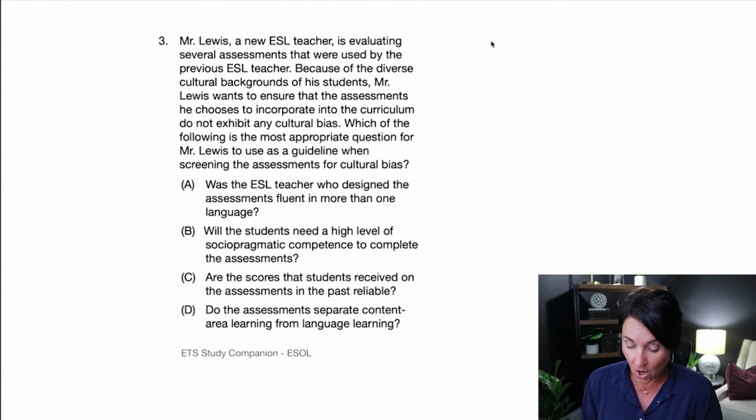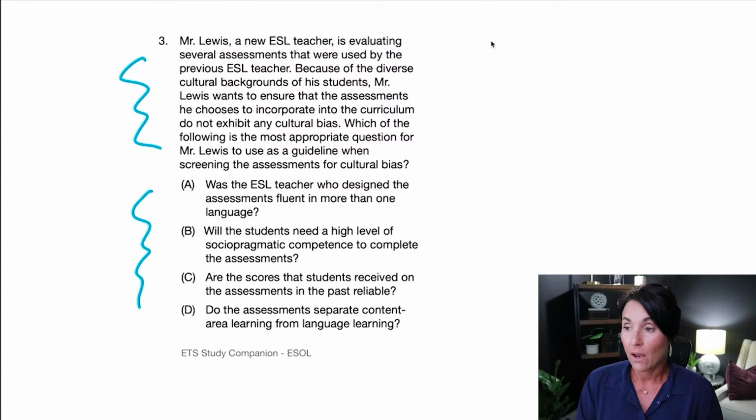Now, this is one of those long questions here with a big old scenario and then long answer choices here. So I'm going to start with the answer choices first so I can eliminate any bad words and zero in on good words to try to narrow down my choices. A, was the ESOL teacher who designed the assessment fluent in more than one language? Okay, we don't really need people fluent in more than one language. In fact, you can be an ESOL teacher and only speak one language. It's about teaching students how to use their skills and learn a new language.